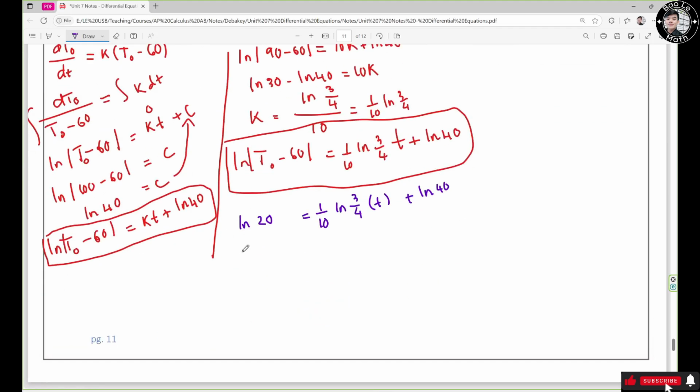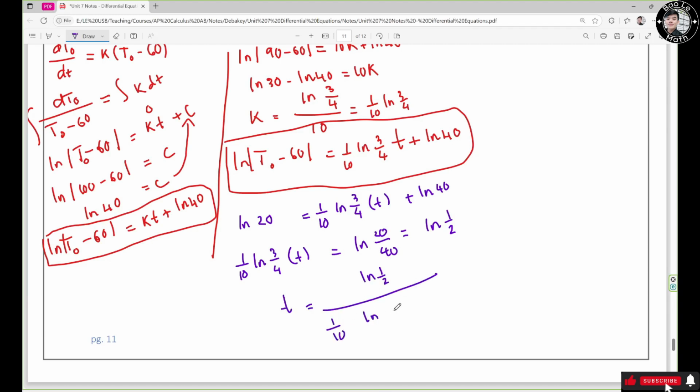Subtract natural log of 40 from both sides, so you have 1 over 10 times natural log of 3 over 4 times t equals natural log of 20 minus natural log of 40, which is natural log of 20 divided by 40. So it is natural log of 1/2. Then t equals natural log of 1/2 divided by 1 over 10 times natural log of 3 over 4. So this turns out to be 10 times natural log of 1/2 divided by natural log of 3 over 4.